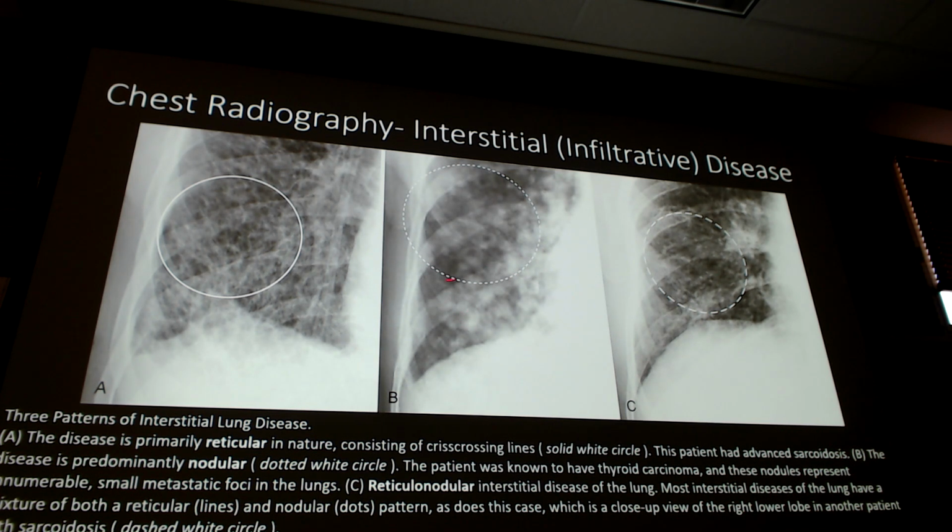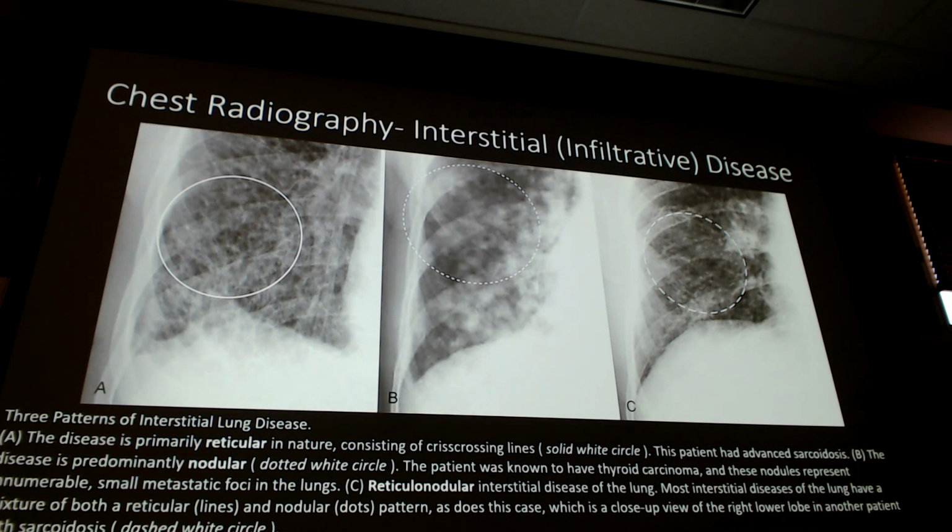All these dots. Most commonly, if you see this, metastases. These are cancers. This particular patient, thyroid cancer. These are metastases from a thyroid carcinoma that have gone into the lungs. Unfortunately, we see this often. And then reticular nodular is a combination of both. Know that reticular nodular is a combination of both.